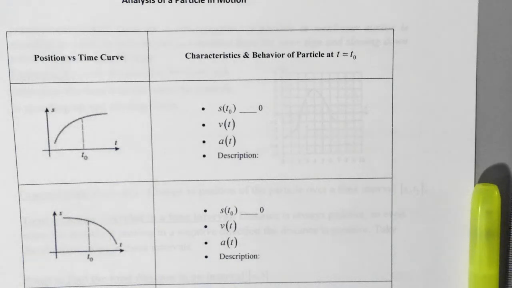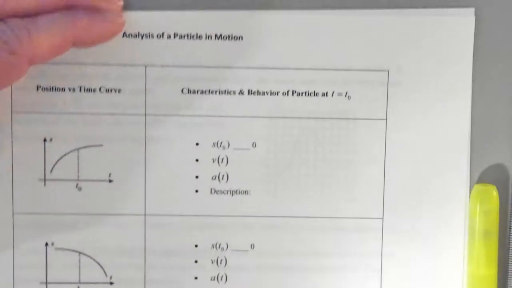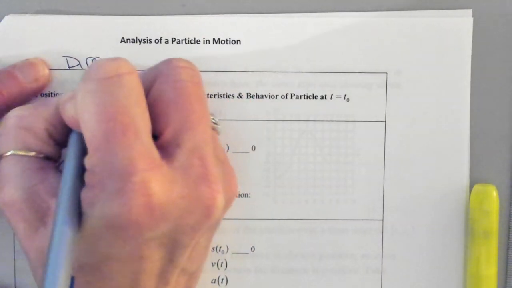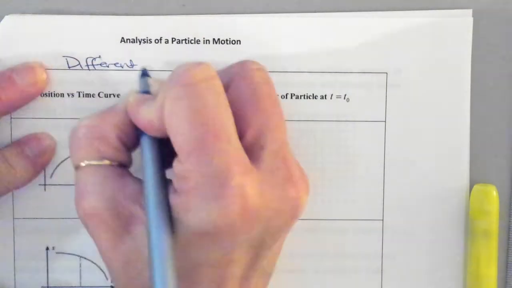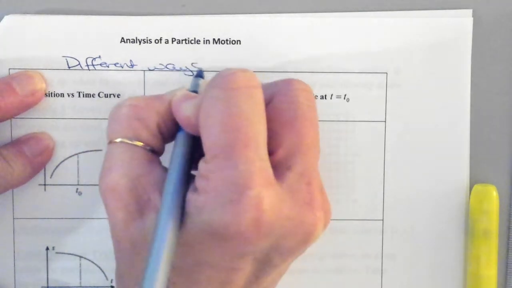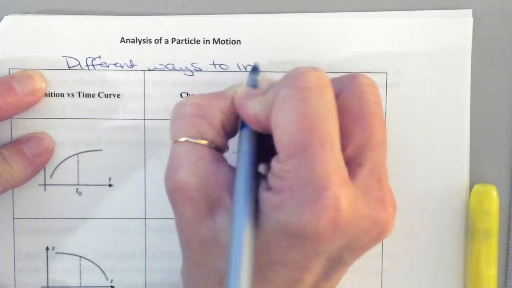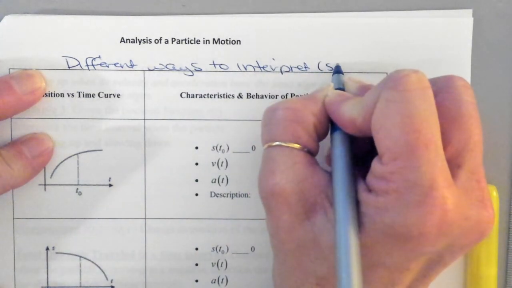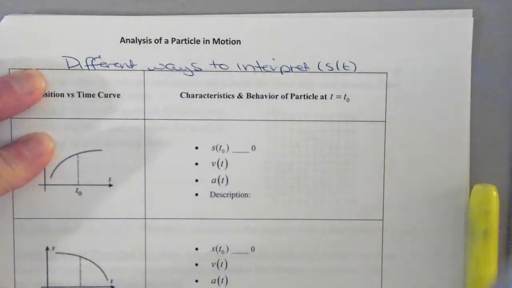All right. So here we have a particle in motion, and what we're going to do is talk about the different ways to interpret our position function.